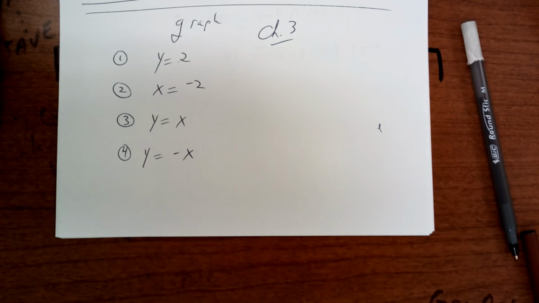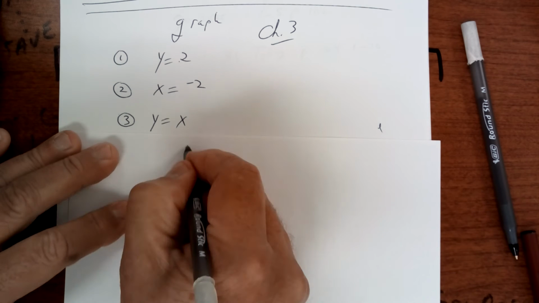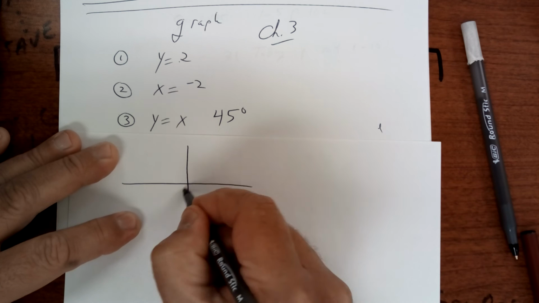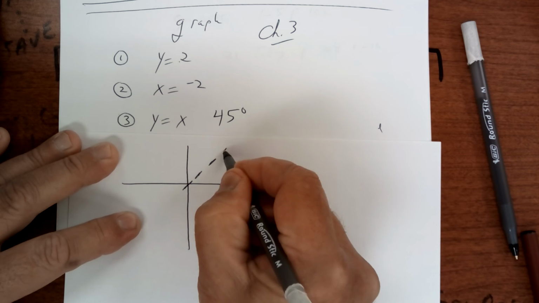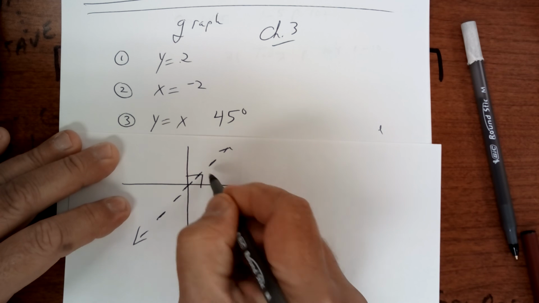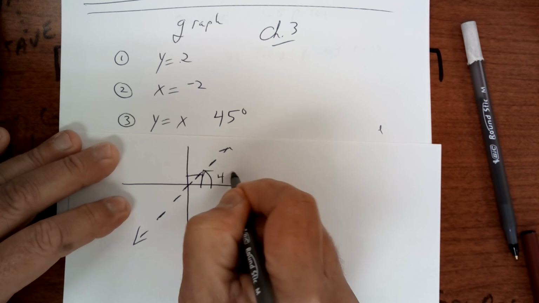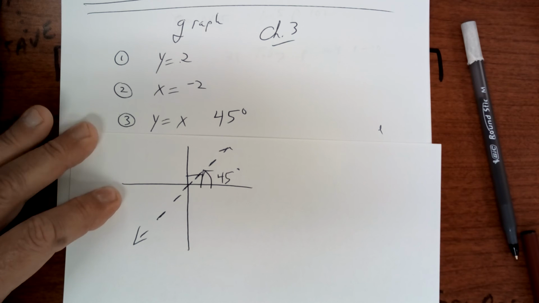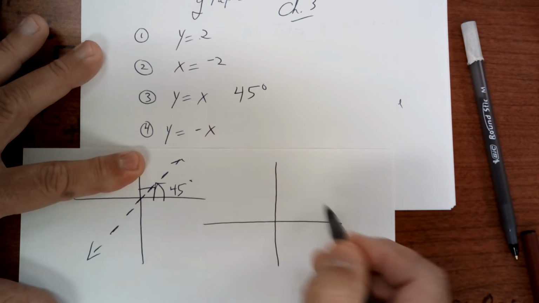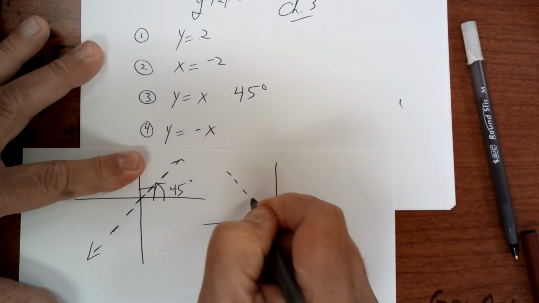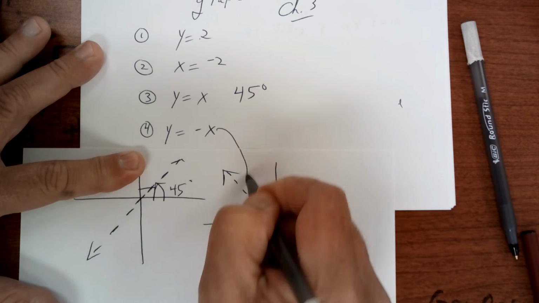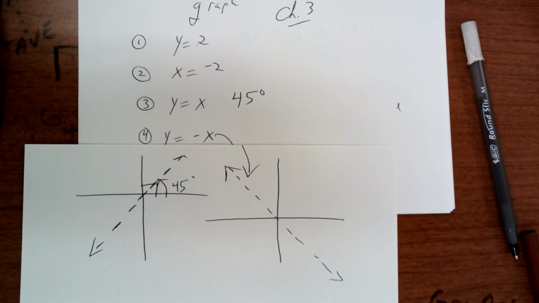Y equals x, you're just going to memorize it's a 45. 45 degrees, so it's going to look like this. See, there's 90, so half of 90 is 45 degrees. So 45 degrees is like that. And then this one, y equals negative x, number 4, is going to be this way. It's just going to be flipped like that. Okay? So you need to know those four right off the top.